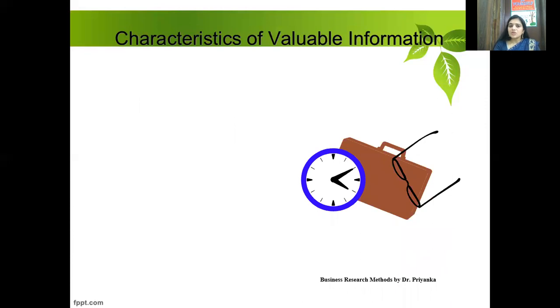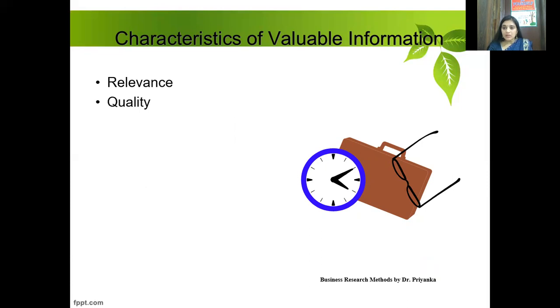Then characteristics of valuable information. What are the characteristics of valuable information? It should be relevant, number one. If information is not relevant, then it's not useful. Then it should be qualitative information.